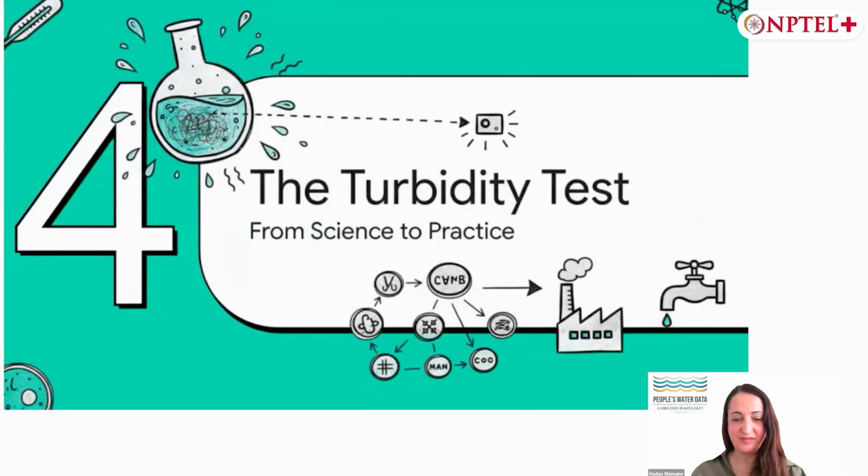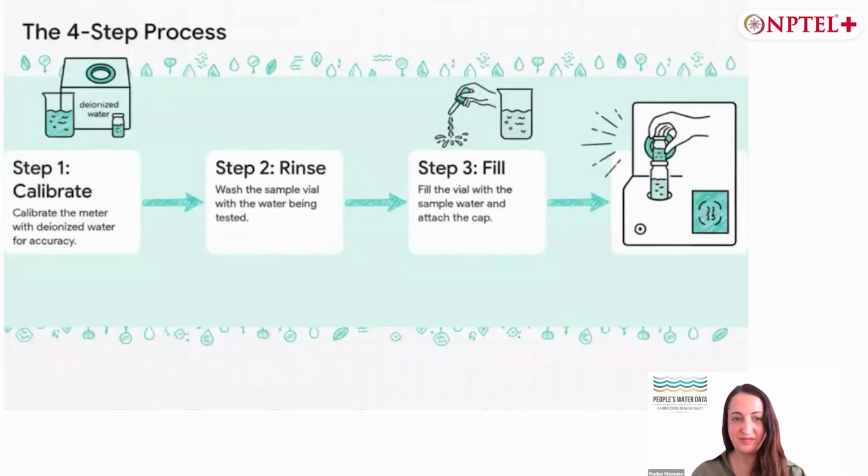So we've got the theory down. Now let's see how this actually works in the real world. How do we turn this cool idea about scattered light into a simple, reliable test that people use every single day? The test itself is way easier than you might think. You start with a little gadget called a turbidity meter. First, you give it a baseline reading with perfectly pure water just to make sure it's accurate. Then, you take a little glass vial, rinse it out with your sample water, fill it up, and pop it into the meter. You hit one button, and that's it. The machine does the rest.